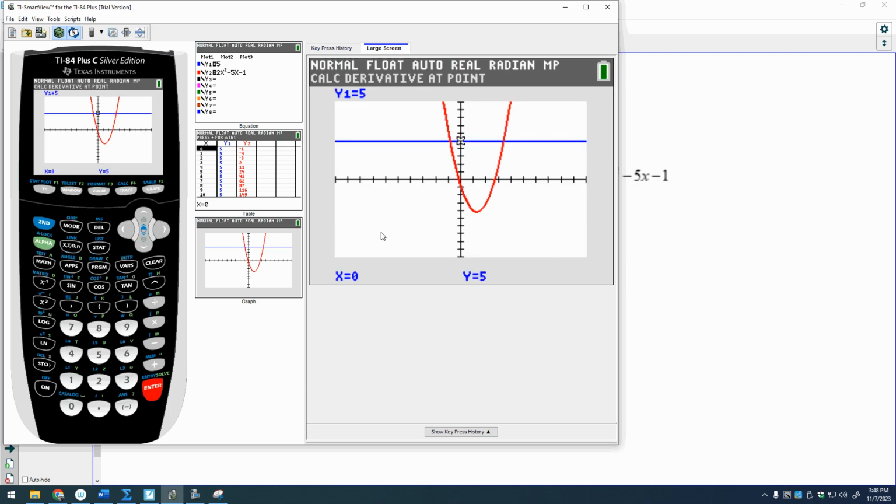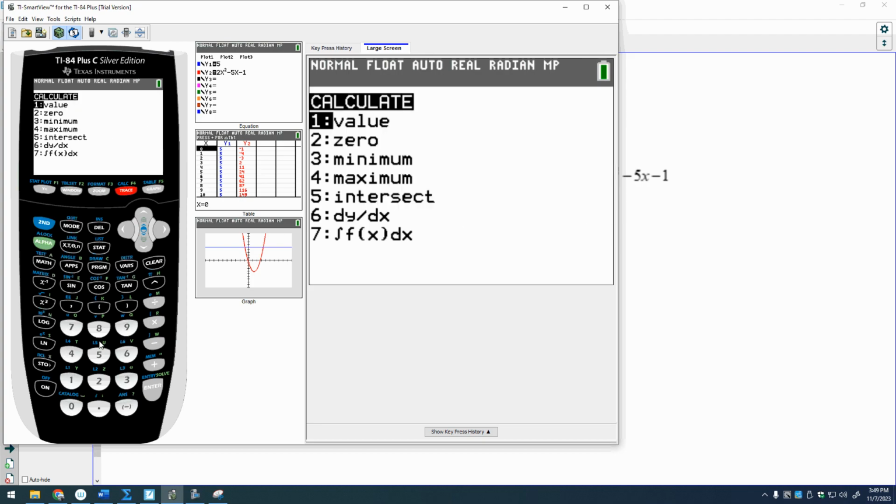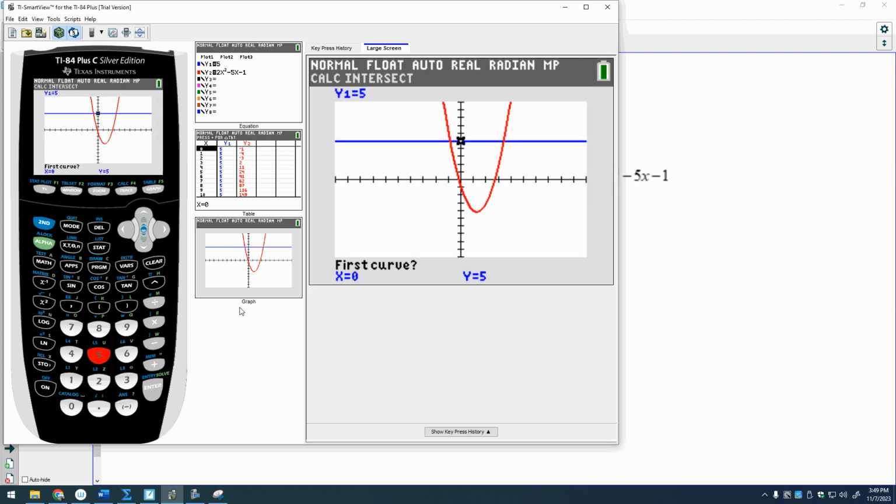Or I could type the number 5. Now it's going to ask me a couple questions. It's not asking me the questions. Let me get out of here, because that's not right. Go back to graph. So I'm going to go calculate number 5. There we go. That's the question I was looking for.